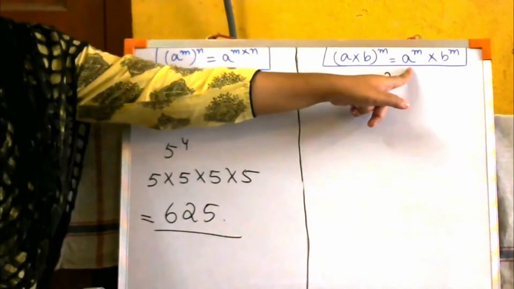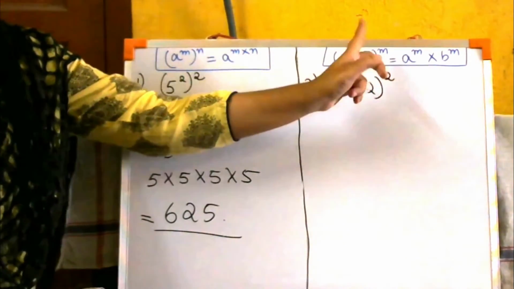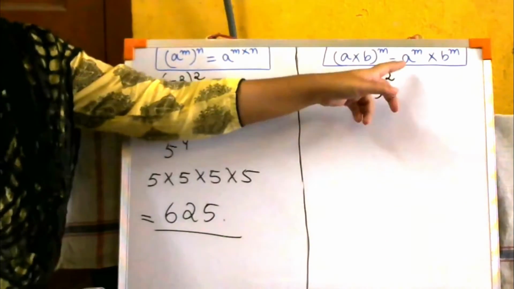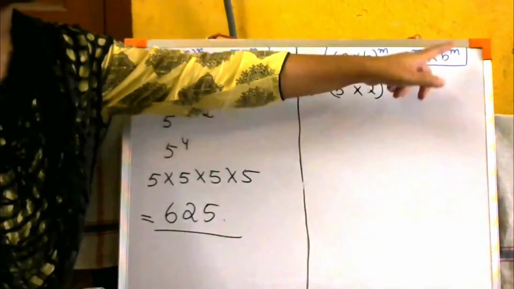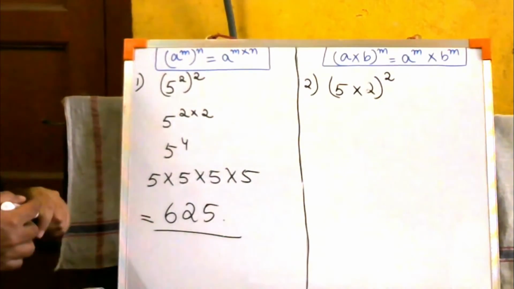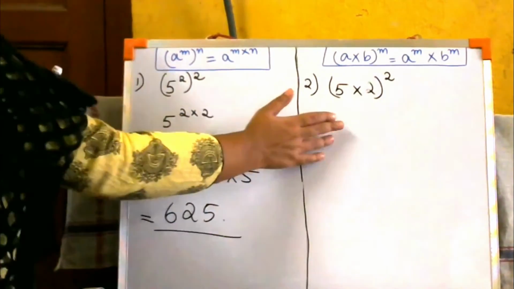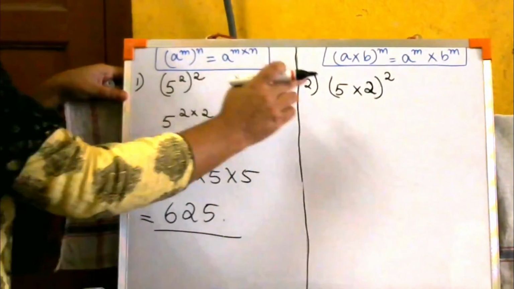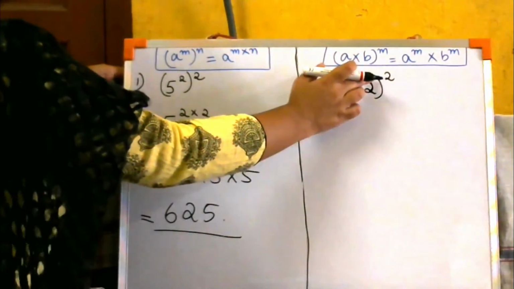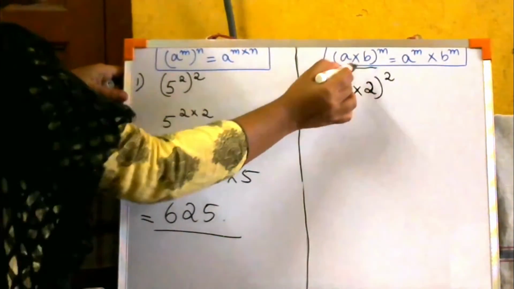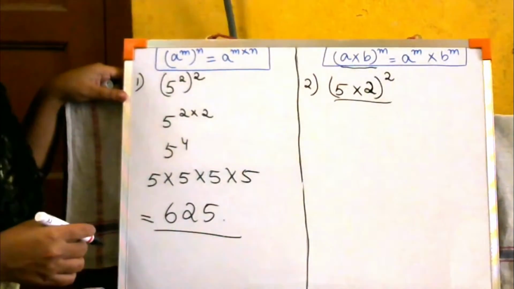See in the equal, after equals to sign, A to the, I am opening the bracket. So when I open the bracket, the power is going to sit on top of both the bases. A to the power M into B to the power M. Okay? Both the bases will have the same power. Look into this sum. This sum is 5 into 2 inside the bracket, means A into B, and outside look, M means 2. Okay? Please compare this formula with this sum, then only you will understand.